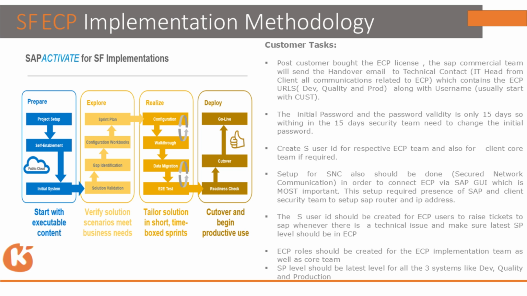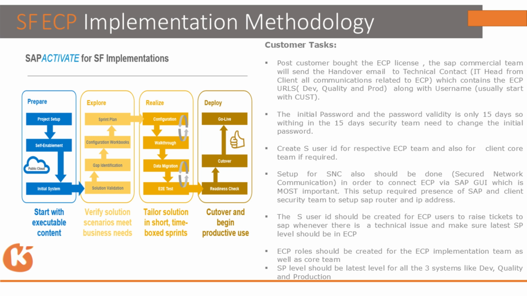SAP Activate Methodology, and what needs to be taken from the client side, what tasks the client needs to perform before we move to ECP implementation. And on the same side, you also need that authorization. That is also more important, because now you have the system, the URL, the username, password, you have already installed the VPN connection, and what else? The final is authorization. If you don't have any SPRO access, everything should be in place. Authorization, username, password, URL, VPN connection, SUS ID, that is also more important.